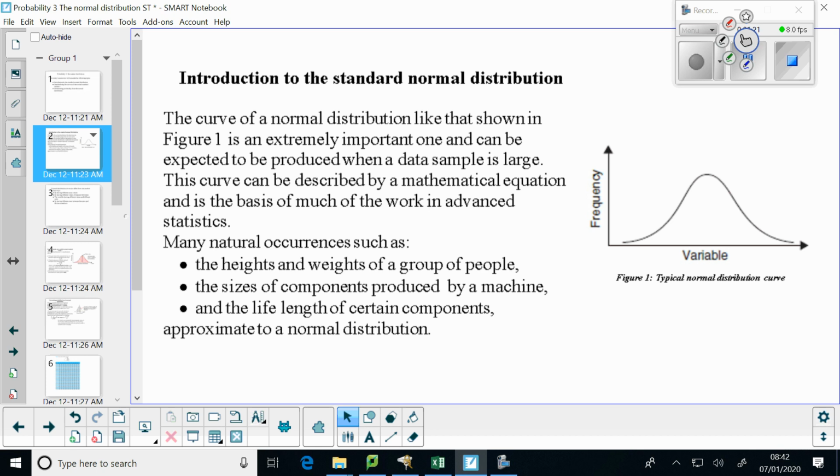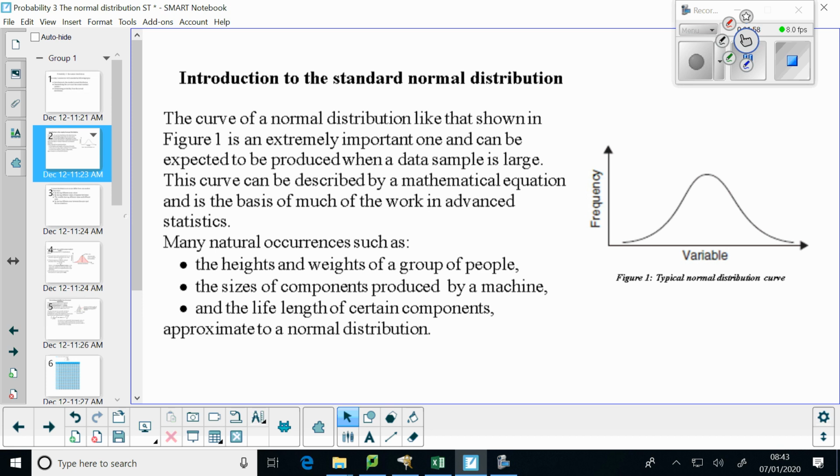Many natural occurrences, such as the heights and weights of a group of people, are distributed about a mean, as are the sizes of components produced by a machine. So there's a standard size of component with variation around that, the tolerance of that, you expect a normal distribution, and the life length of some components you would. Alright, so that's what it is.